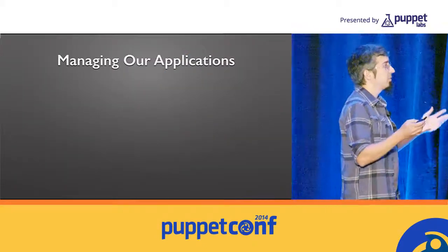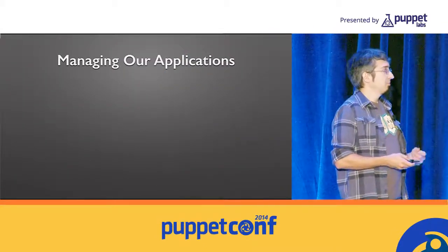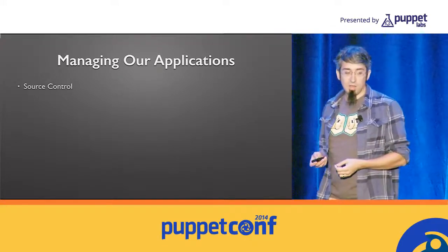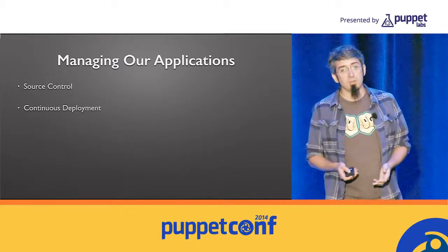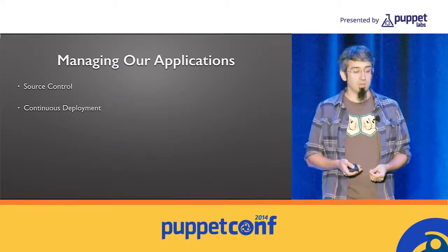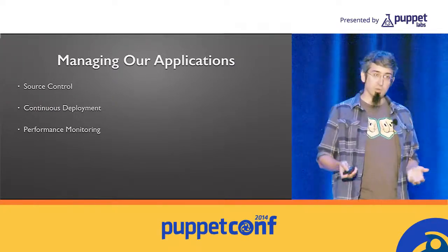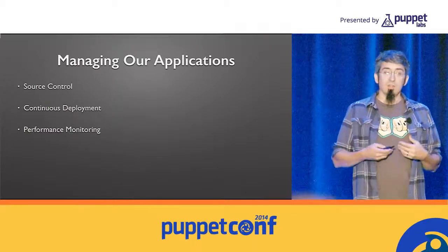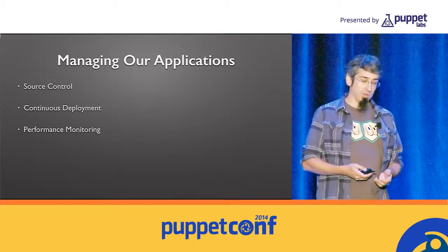So what do we do when we manage our applications? Well, we use source control so that people can collaborate. We have continuous deployment so that we get the value that we're working on out to our customers as quickly as possible. We do performance monitoring to see how our application's running and which parts of it are fast and which parts are slow.